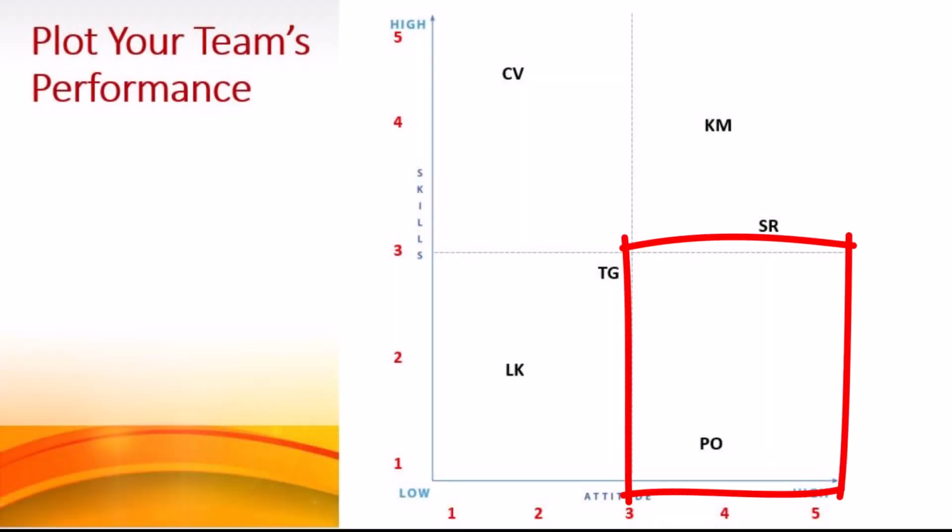Now, bottom right quadrant. If you have someone in the bottom right quadrant, very simple. This is training and development. Because if you're telling me they're doing great on their attitude, but lower on the skills, very simply, training and development. Get them into courses, get them in the type of training that they need to get their skill level up.